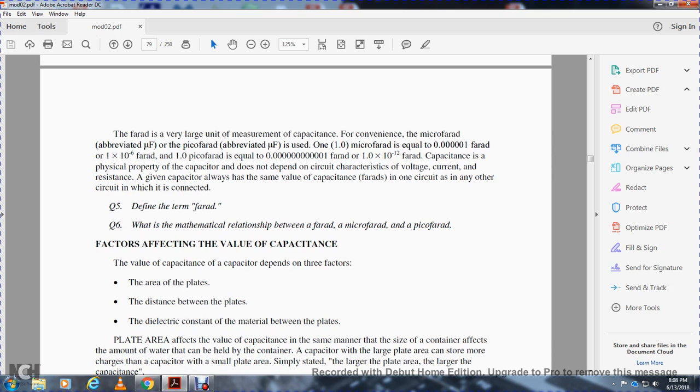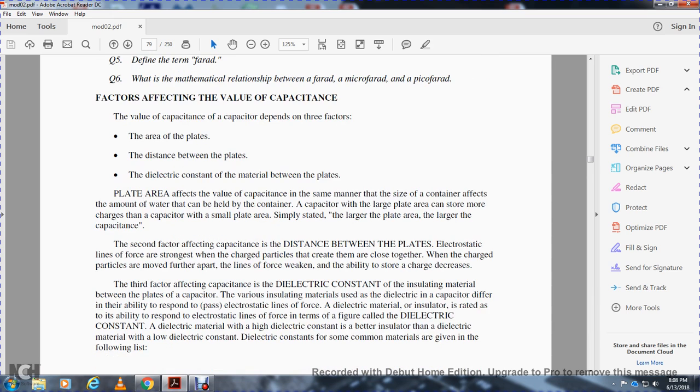Factors affecting the value of capacitance. The value of the capacitance of a capacitor depends on three factors: the area of the plates, the distance between the plates, and the dielectric constant of the material between the plates. Plate area affects capacitance in the same manner as the size of a container affects the amount of water it can hold. A capacitor with large plates can store more charge than a capacitor with a small plate area. Simply stated, the larger the plate area, the larger the capacitance.